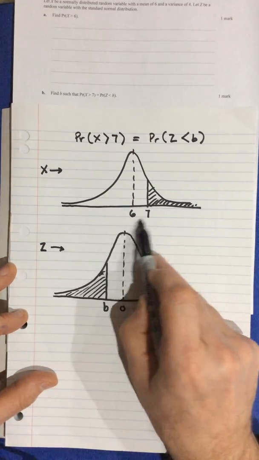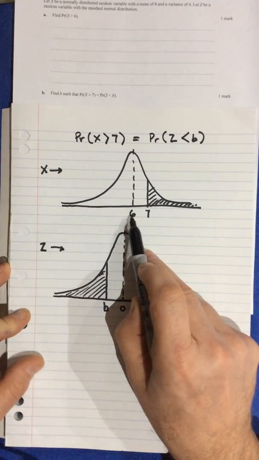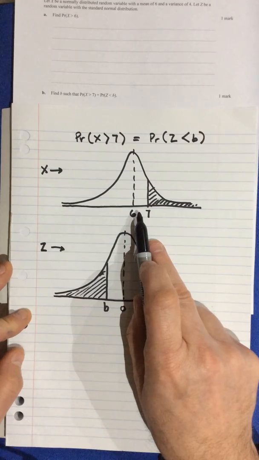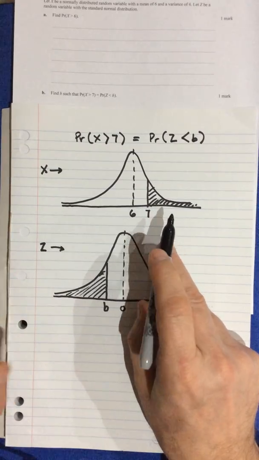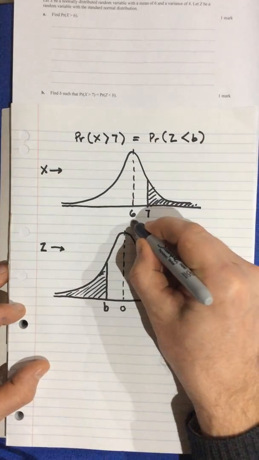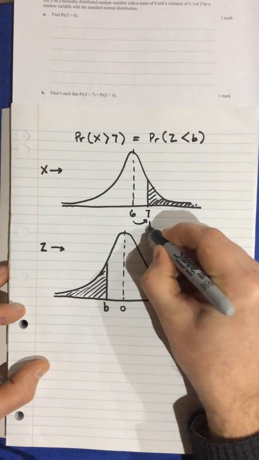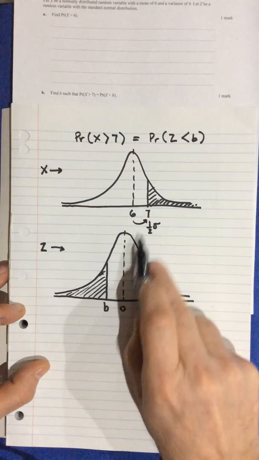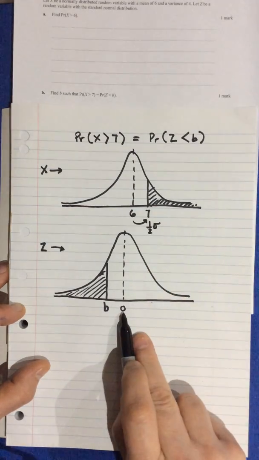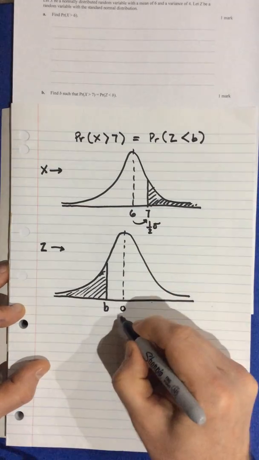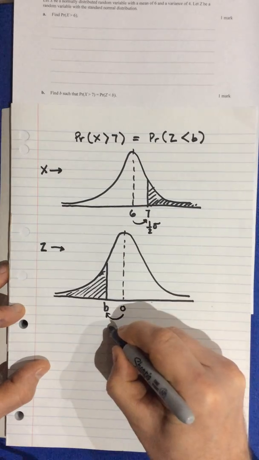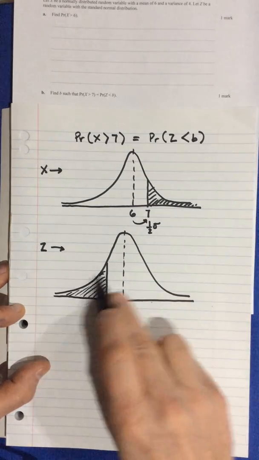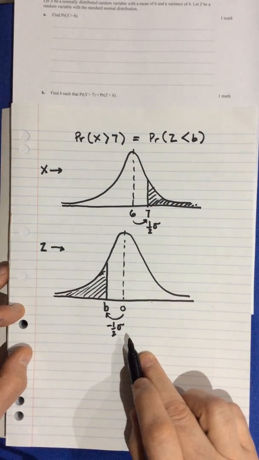Okay, so the easiest way to do that is to figure out how 7 compares to 6. It's obviously one more. What is 1 in the nature of this particular random variable? Well, 1 is exactly half of a standard deviation. So basically 7 is half of a standard deviation above the mean. That means that B must be, just by the symmetry, half a standard deviation below the mean for this particular Z distribution.